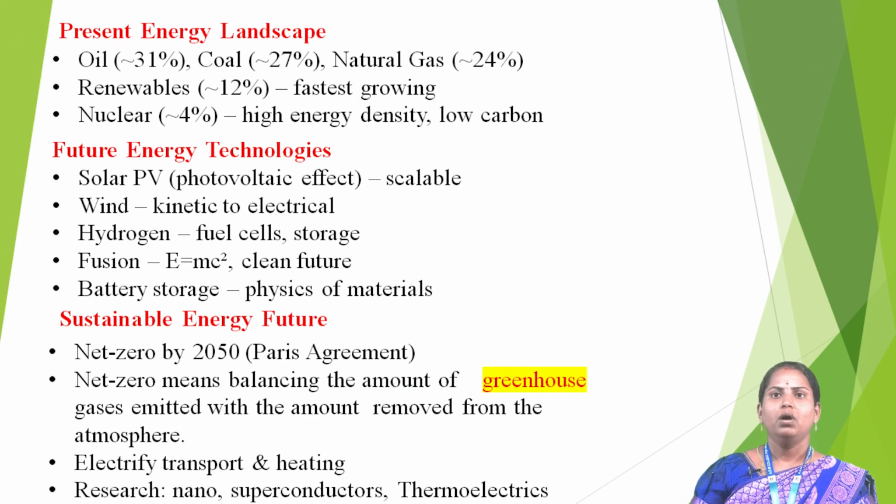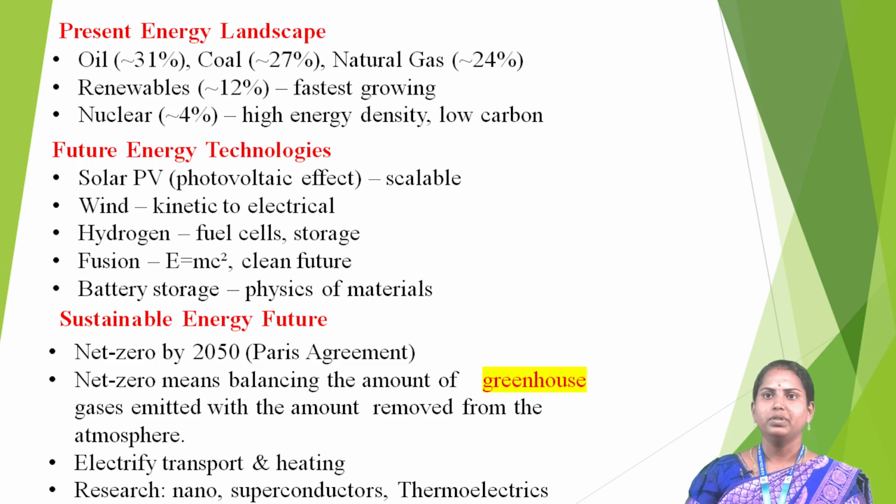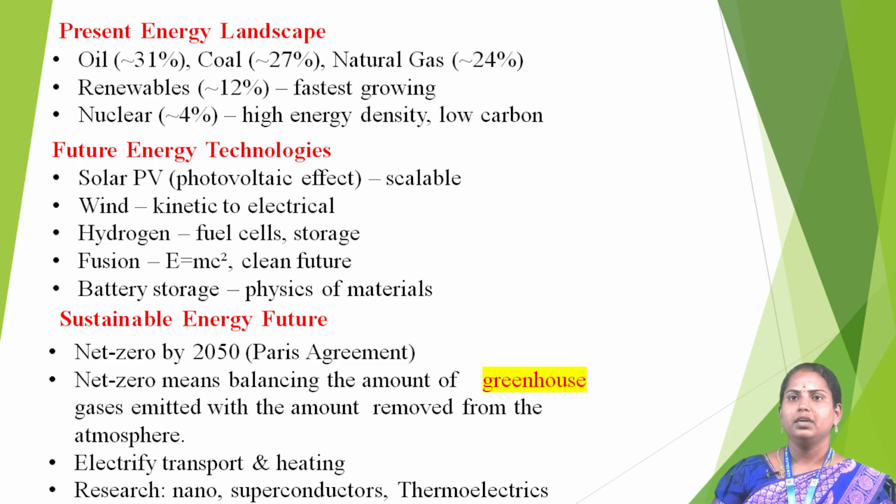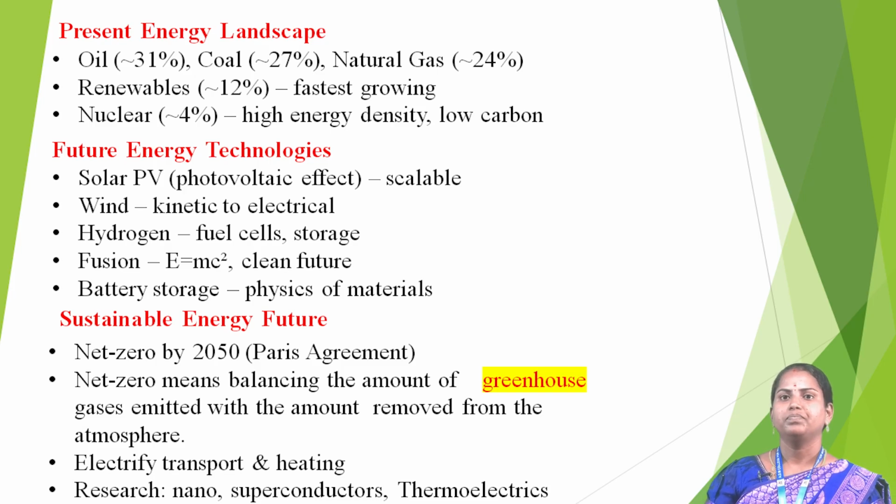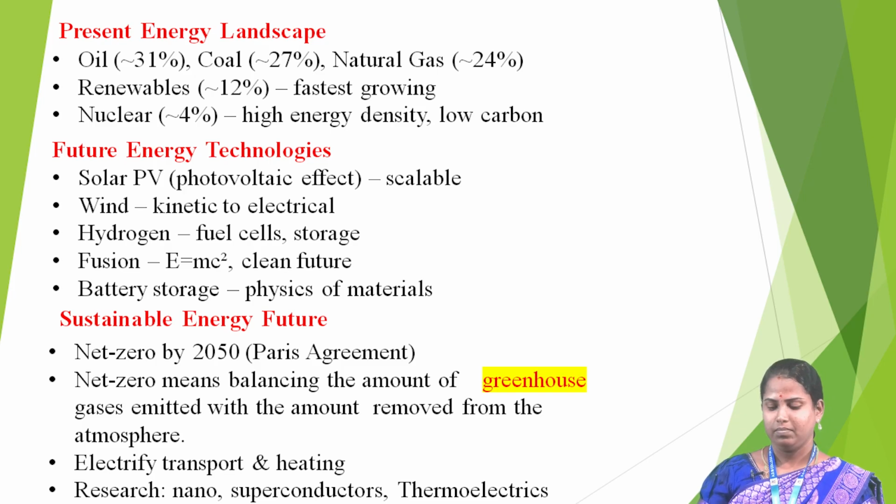Present energy landscape. Oil contributes approximately 31%, coal approximately 27%, natural gas approximately 24%, and renewable energy approximately 12%, positively growing. Nuclear approximately 4%, high energy density and low carbon. Future energy technology. Solar power, PV means photovoltaic cells, scalable. Wind, kinetic to electrical. Hydrogen, fuel cell storage. Fusion and battery storage. This is the physics of materials.